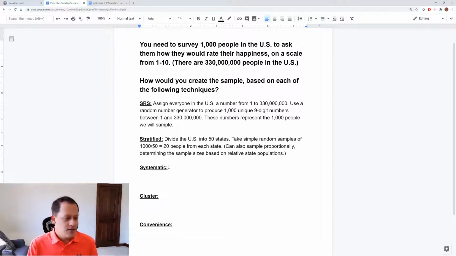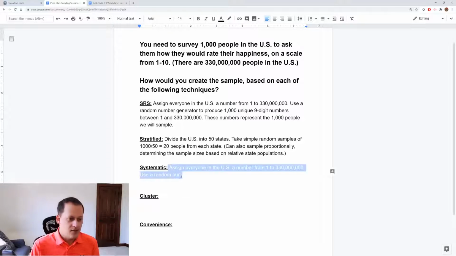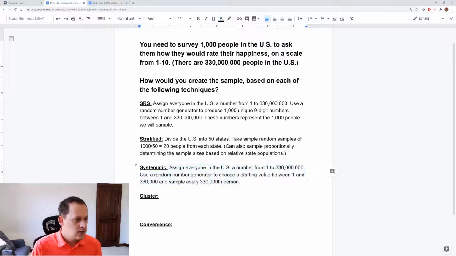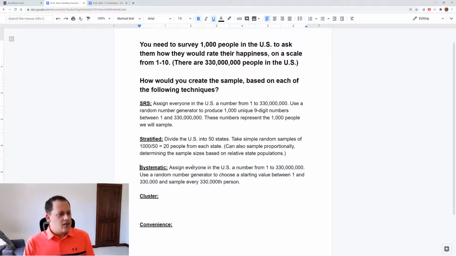All right, systematic. I don't think this one's going to be very reasonable either, but we can say how it would be done. All right, so what I have here is we would, again, start by assigning everyone in the US a number from 1 to 330 million. Now, the example that we originally went through where all of Anderson High School was at a pep assembly in the same place, that's not going to work here because as amusing as it might be, I don't think there's any way to get everyone in the US in the same place at the same time.